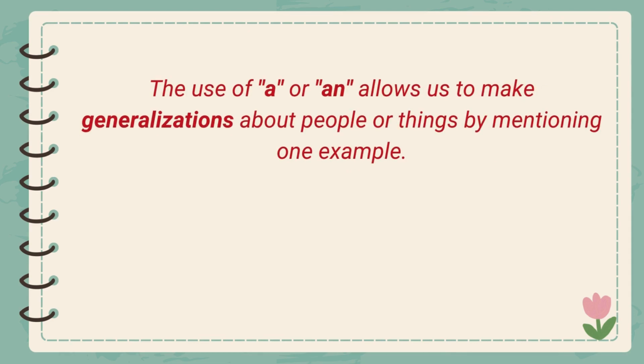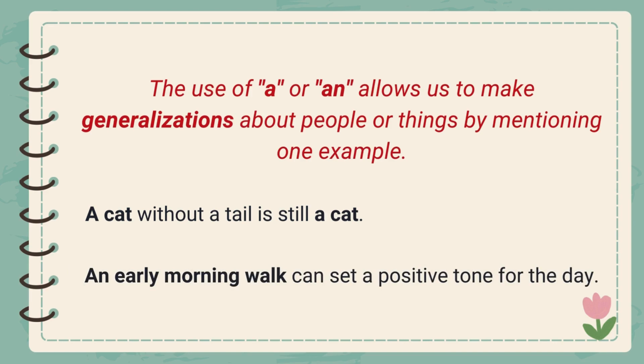The use of a or an allows us to make generalizations about people or things by mentioning one example. Here are some examples to illustrate this concept. A cat without a tail is still a cat. This generalizes that a cat can be recognized as a cat even without a tail, using a to refer to any cat. An early morning walk can set a positive tone for the day. Here, an early morning walk generalizes the potential positive impact of such walks on one's day.